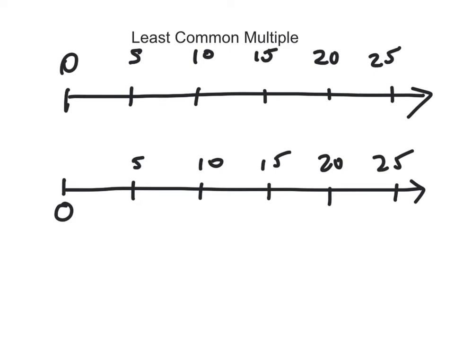Hello, tonight our video is on least common multiple. Here we have two number lines, and these number lines are going to represent the hopping of two different frogs.